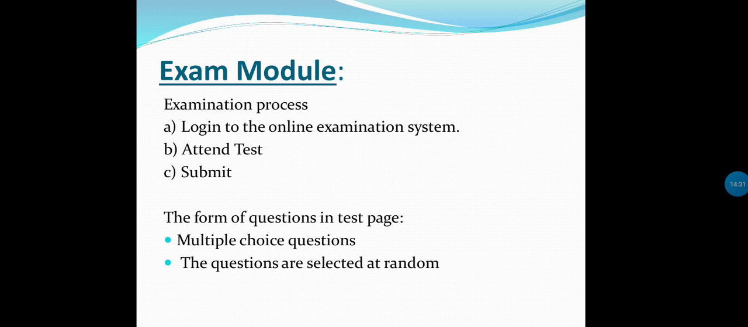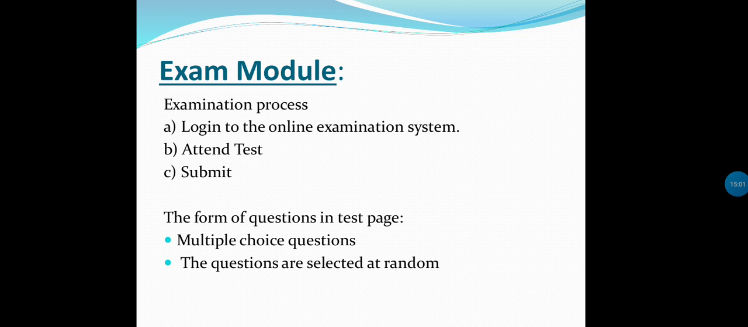Firstly, one should log into the online examination system, as we have discussed in the student aspects topic. Next, after successful login, he should attend the test and submit the exam. That is, the student should first log into the particular website in order to attend the online exam. After successful completion of the test, he should select the submit button. Thereafter, he may get his result in his respective email ID.